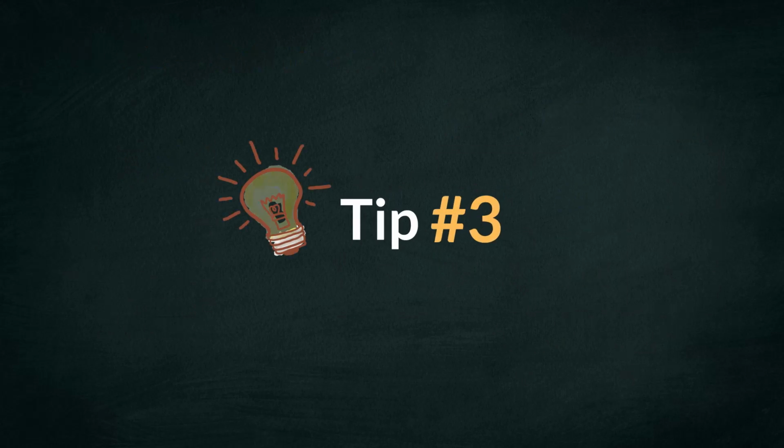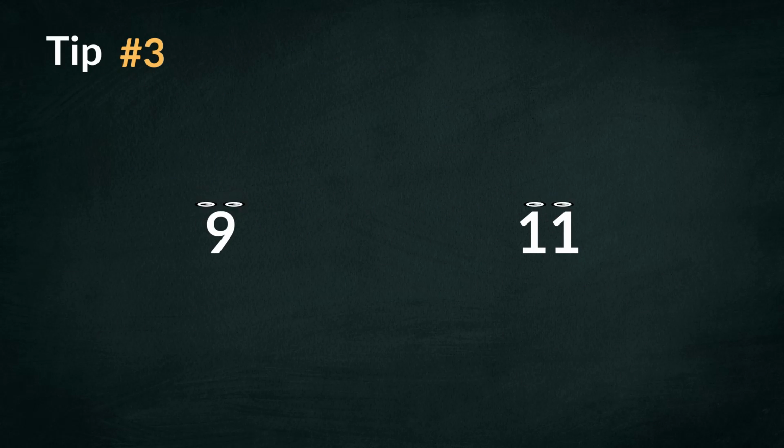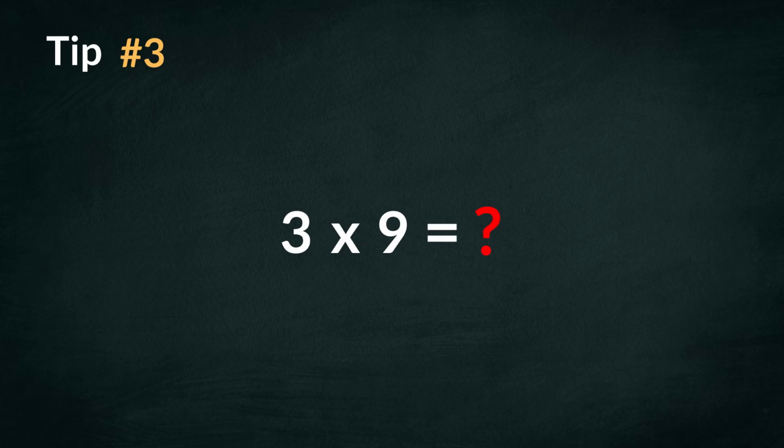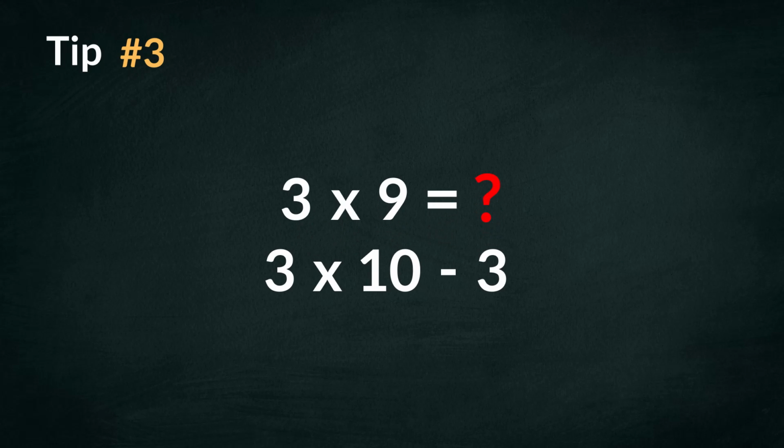Okay, are you ready for tip number 3? We have certain numbers that seem trickier when multiplying, but it turns out there's a faster way. When you're multiplying a big number by 9, you actually don't need to remember the multiples of 9. You can multiply by 10, then subtract that number from the result.